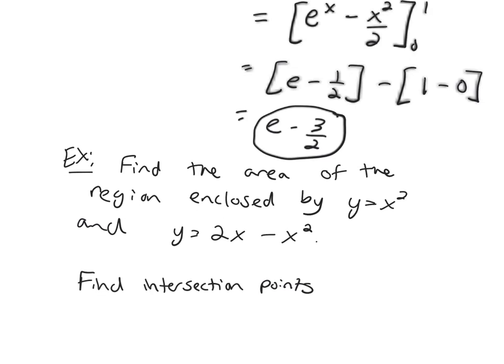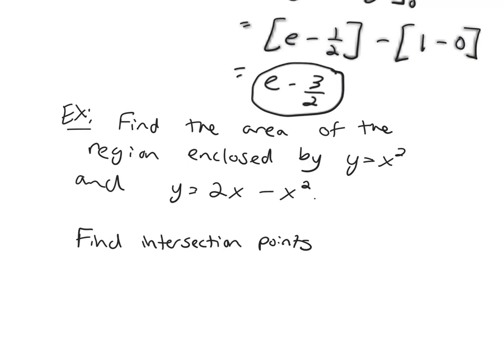I know what these graphs look like. The first one is x squared, a parabola facing up. The second one also has an x squared, but there's a minus in front of it, which means it's a downward facing parabola. But I need to find where these two functions actually intersect in order to graph my region. So if you have two functions and you want to find their intersection points, how do you do that? Set them equal to each other.